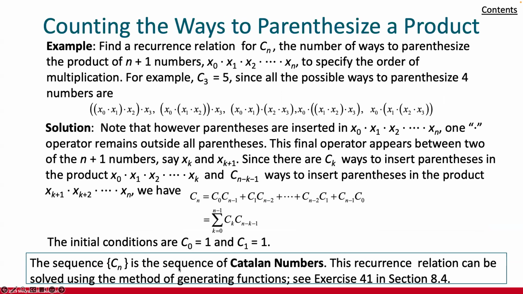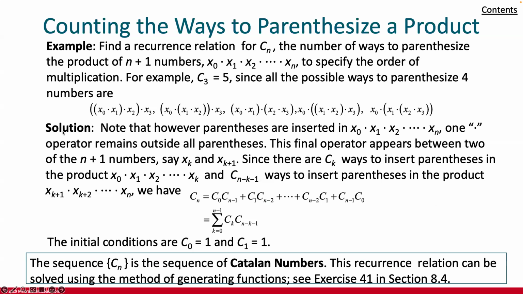Okay, what about counting the ways to parenthesize a product? So find a recurrence relationship for C sub n, the number of ways to parenthesize the product of n plus 1 numbers, x sub 0 all the way to x sub n, to specify the order of multiplications. And so thus we see some complicated ways that we can be laying this all out.